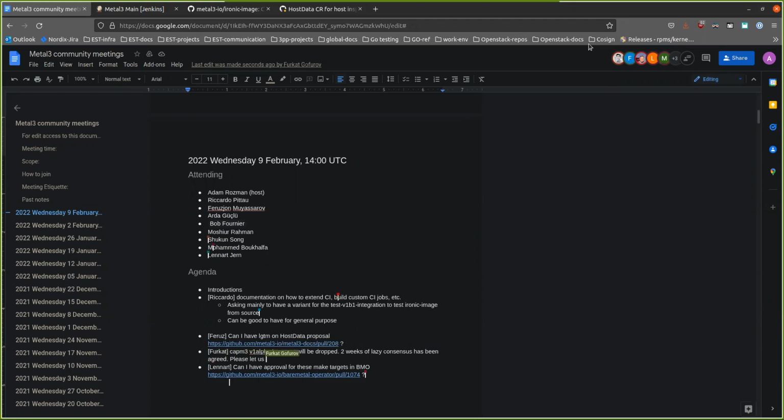I think Ferus has raised his hand, please. Yeah, hi. So unfortunately we don't have documentation on how to extend our CI, apart from the trigger phrases. So we can help you with that. I think this Ericsson team is mainly maintaining the CI, and we can also make sure that we write at least some minimalistic document on how to extend it.